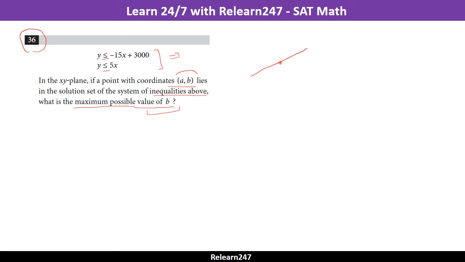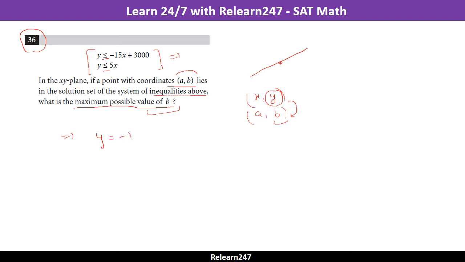So this is a very simple question. We just need to find the point of intersection, and when we find the point of intersection, that is x comma y, we can just replace x comma y with a comma b. So the y value which we will find in this case would be equal to the b value, and that will be the maximum possible value of b. So let's try to solve this question.